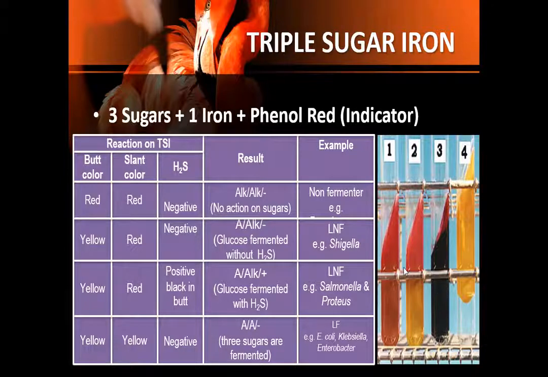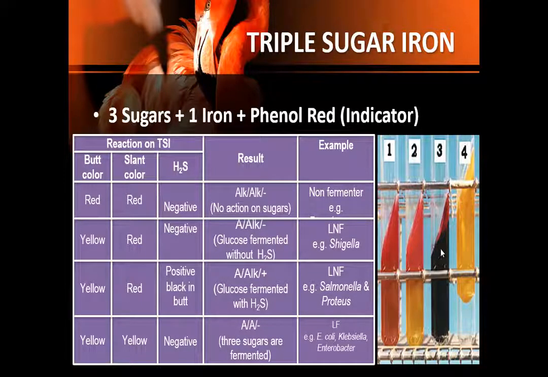Okay, so those organisms which cannot ferment glucose will show a red by red reaction. So glucose fermenters and non-lactose fermenters will appear red by acidic, that is acid by alkaline. Okay. Then in the third reaction, you will observe the presence of blackening with a red color slant.